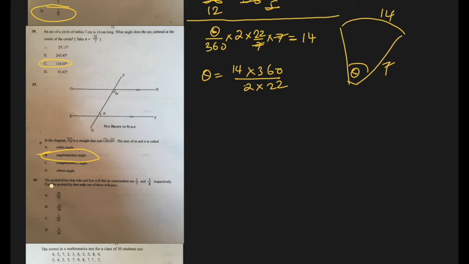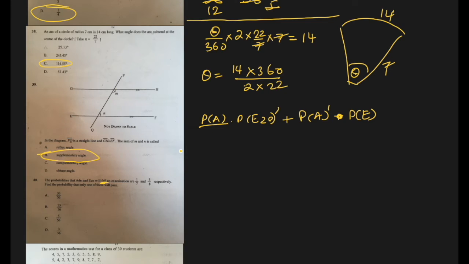Not a big deal. The probability that Ade and Eze will fail the exam is 1/7 and 3/8 respectively. Find the probability that only one of them will pass. So, the probability that Ade passes but poor Eze fails, or Ade fails but Eze passes. Multiplied by, this is how we ensure that only one of them passes.